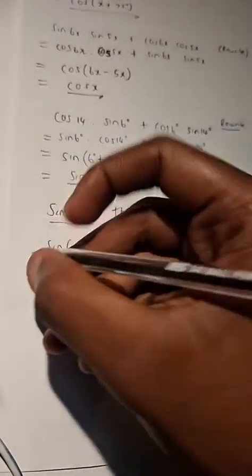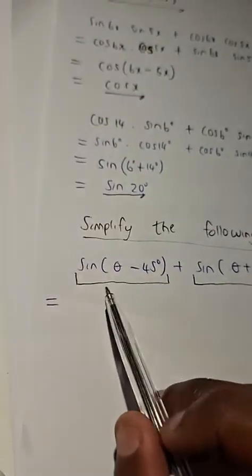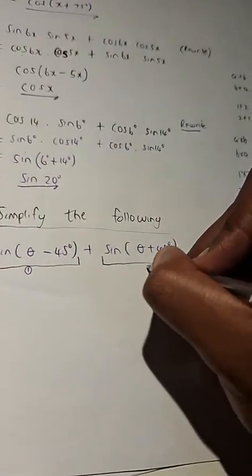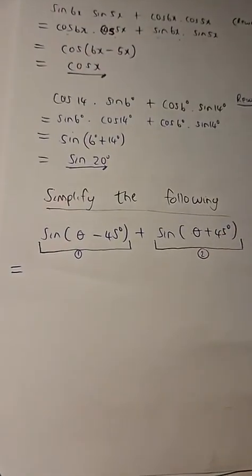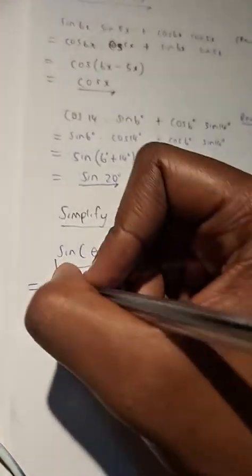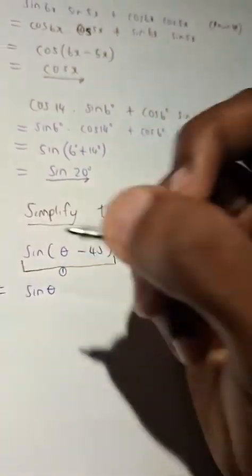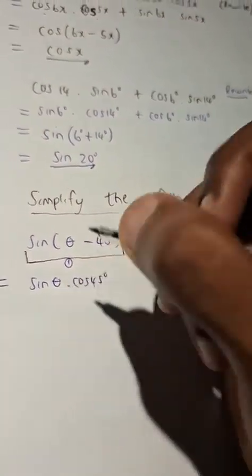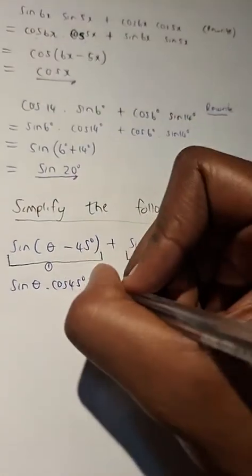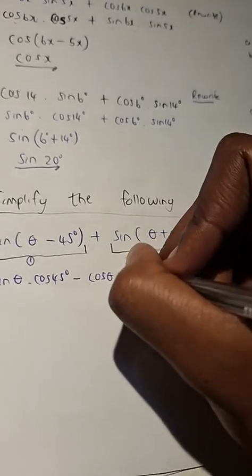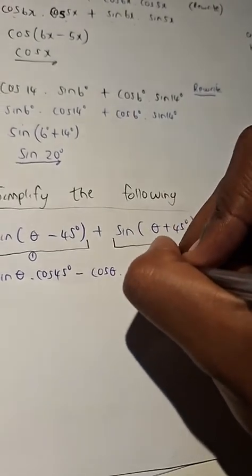If I'm going to simplify this, then it simply means I need to first expand this compound, and then I need to expand that compound. So let's go ahead and do it. We are using sine, so that means sine theta cos 45. Remember, sine means same sign, so that means minus cos theta sine 45.